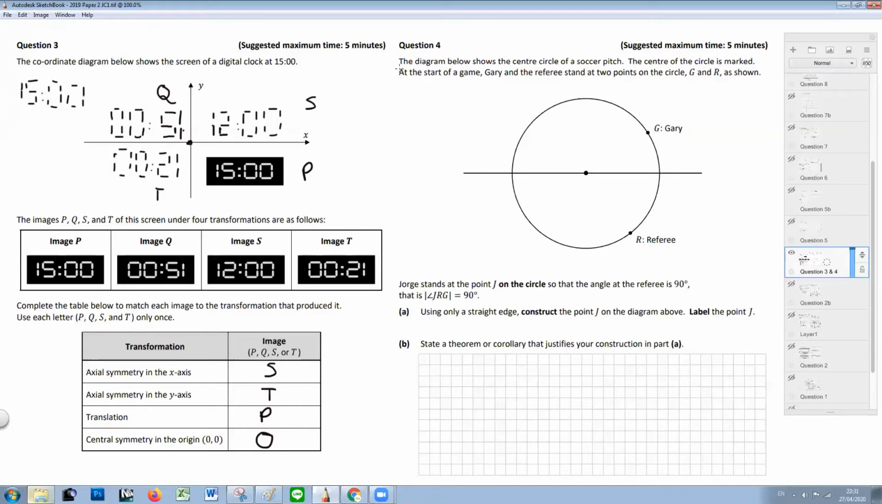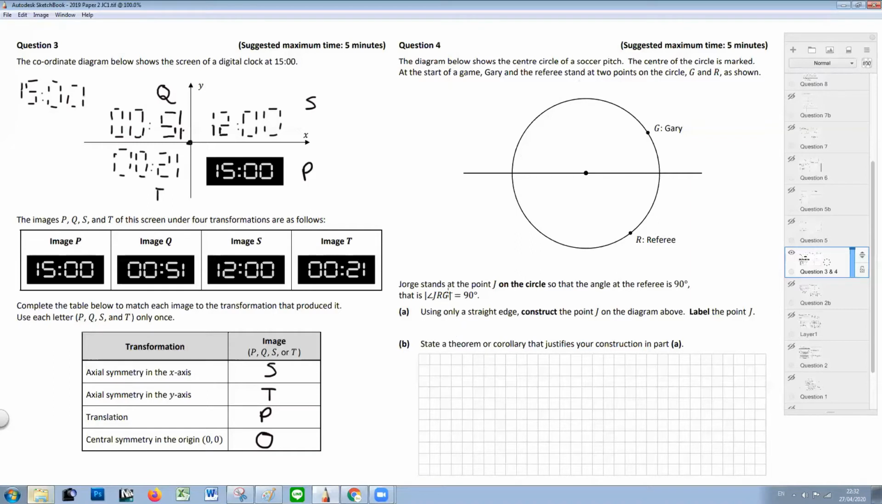So we're told in question 4, the diagram below shows the center circle of a soccer pitch. The center of the circle is marked. At the start of the game, Gary and the referee stand at 2 points in the center circle, G and R as shown. So they're standing around here. This is the center of the circle. The referee is positioned here and Gary is positioned here.